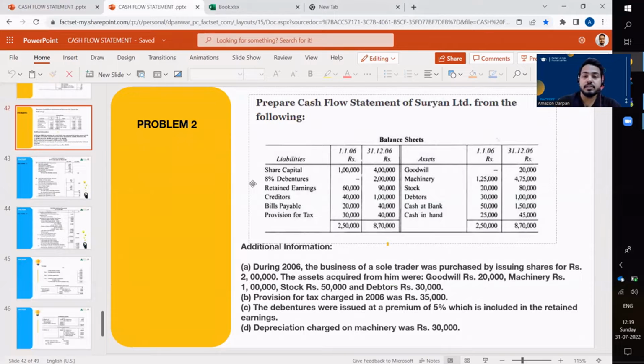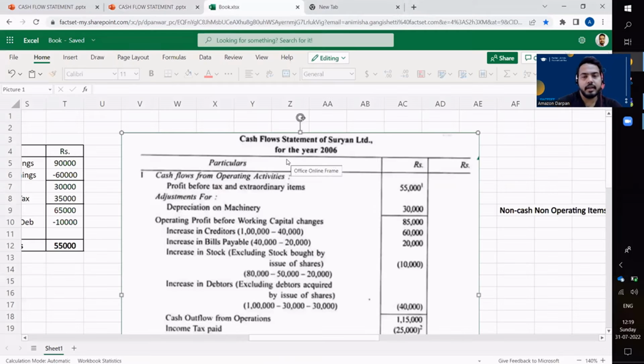Yes. So this was the problem question which we got during the session. We have to prepare a cash flow statement of Suryan Limited from the following data. So this was the data provided: the balance sheet with the opening balances and the closing balances of all the items which are assets and liabilities. And there was also some additional information provided in the question, right? So now we'll move on and head to the answer part.